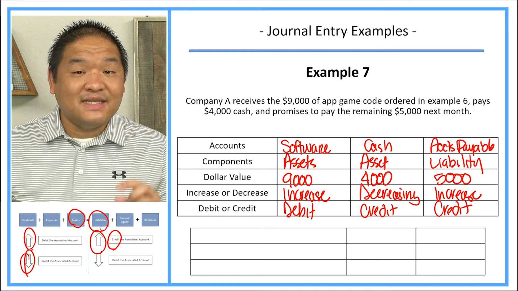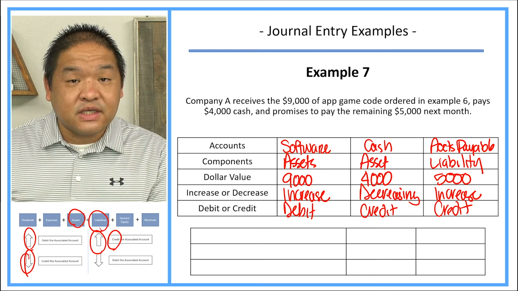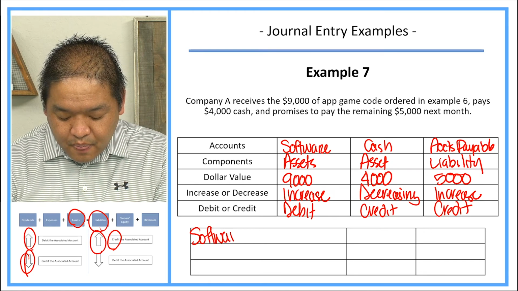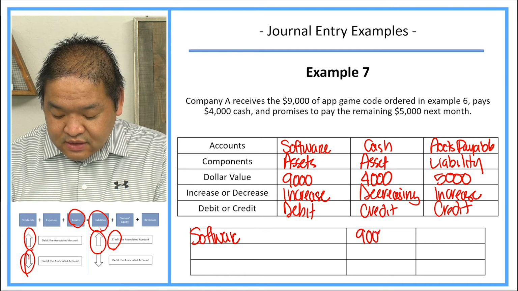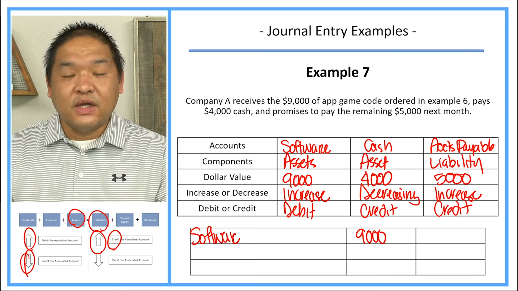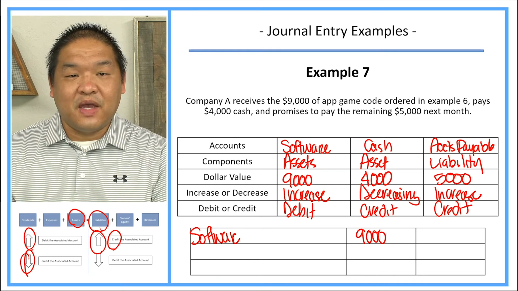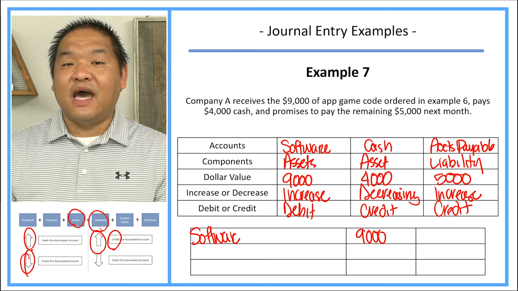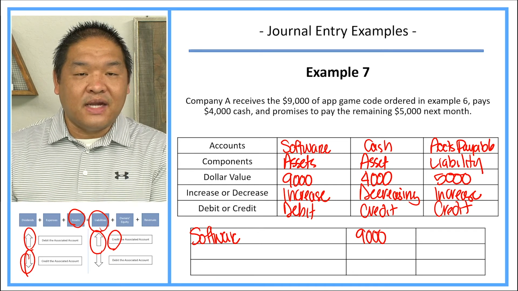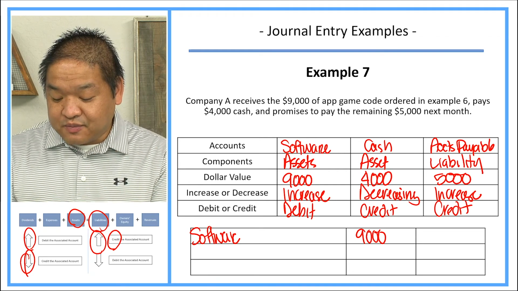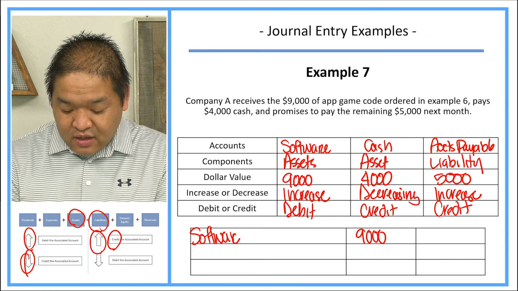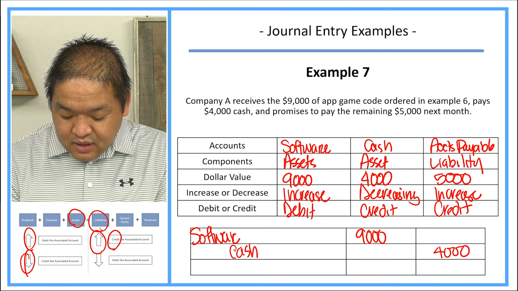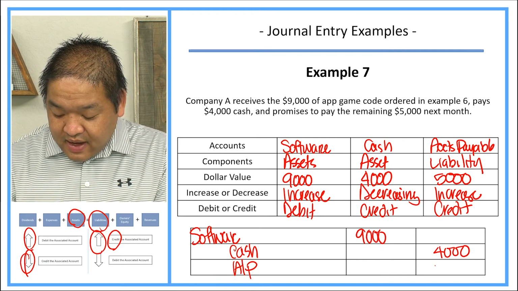All right, so we know that debits always go first. So the first thing that we're going to go to is our debit of software in the amount of $9,000. Then what's next? What's next would be either cash or accounts payable. It doesn't matter what goes next, as long as it's a credit. Now, if we had two debits, then we would put the next debit, but we have two credits. So any one of these can go first. I could put accounts payable or cash. It does not matter. So I'm just going to go in order here. Cash in the amount of $4,000 and accounts payable in the amount of $5,000.